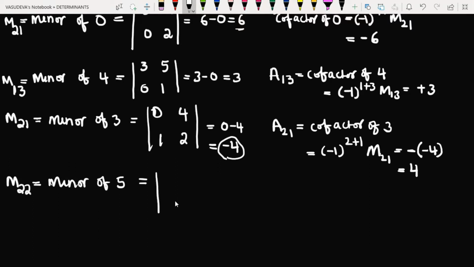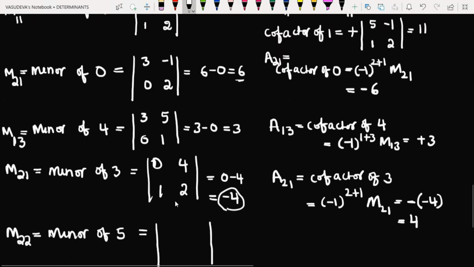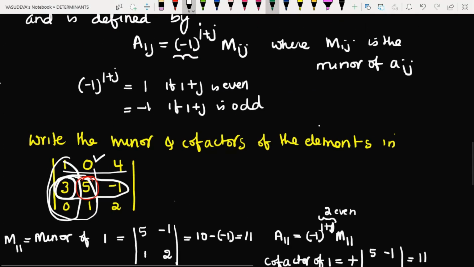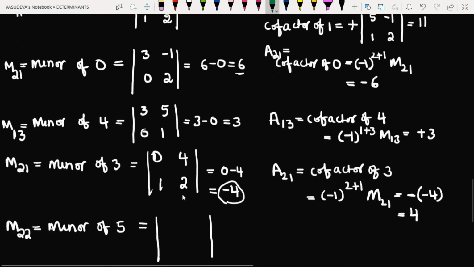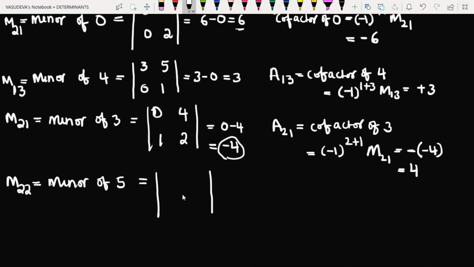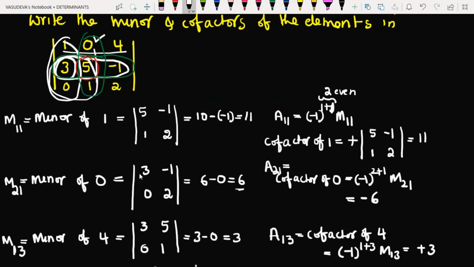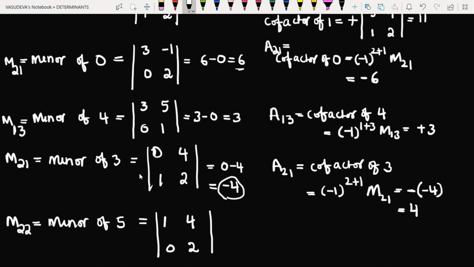So that is the determinant, leaving the elements of the second row and the second column, the determinant of 1, 4, 0, 2. Check it again. So that is equal to 2 into 1, 2 minus 0 equals 2. Now the cofactor of 5, that is A22.